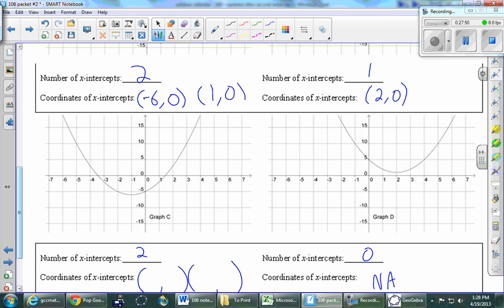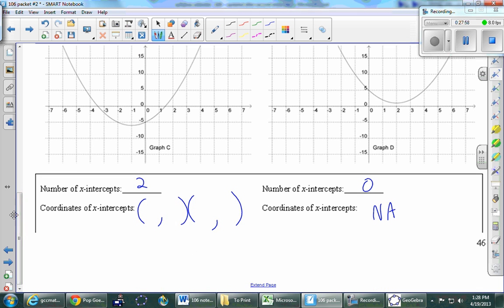Okay, so for graph B, everyone agree it looks like 1 x-intercept at (2, 0)? Okay, graph C is where things start to get a little bit messier. So I see 2 x-intercepts there and there, but here we're just going to have to ballpark what numbers they're at. Any thoughts?